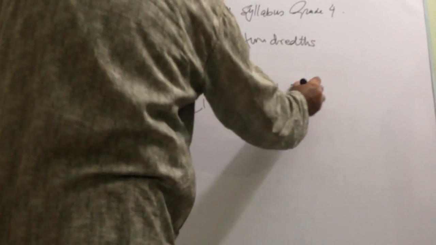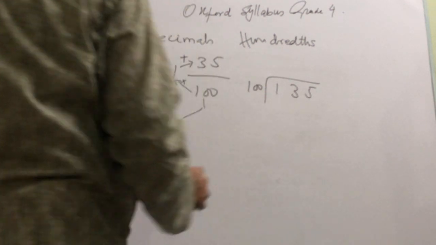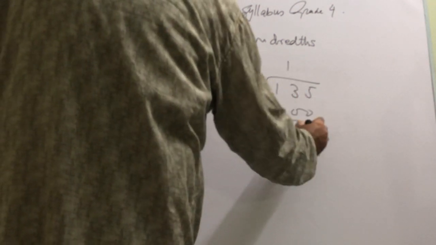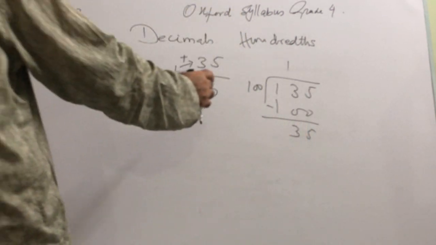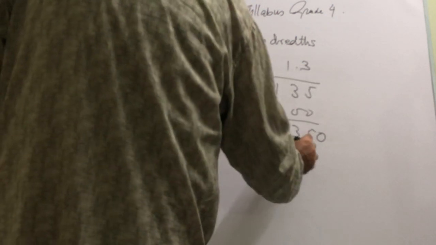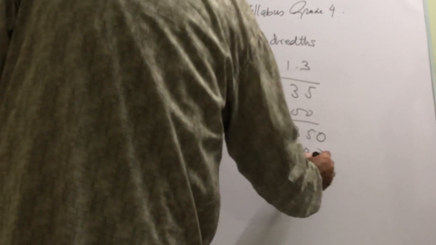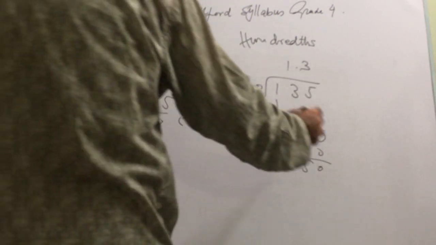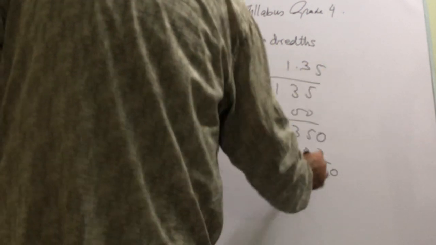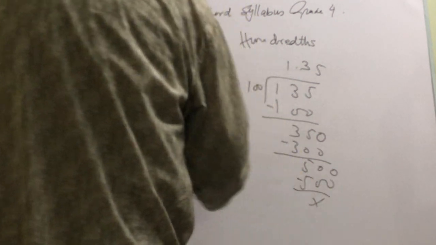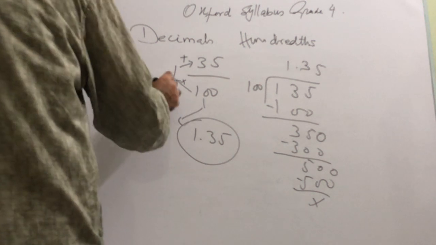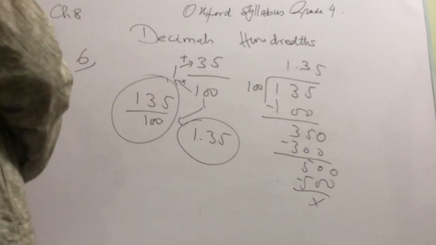Now we will be dividing this by the denominator to convert it into decimal form. 100 ones are 100. We subtract, we get 35. 35 is smaller than 100. We need to put the point here, put 0 here. 100 threes are 300. Then again subtract, we got 50. Put 0 here. No need to put another point because the point is already there. 100 fives are 500. So we got 1.35. So in decimal form it is like this. In improper fraction form it is like this.